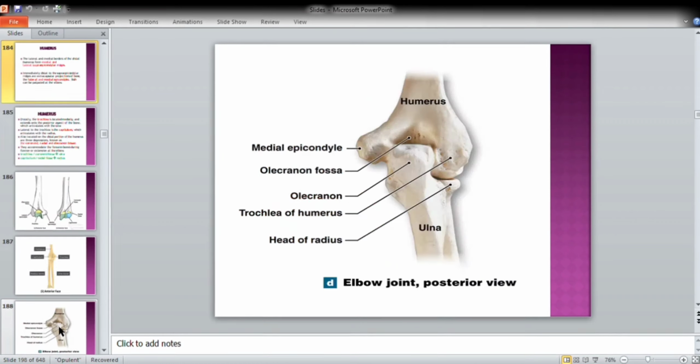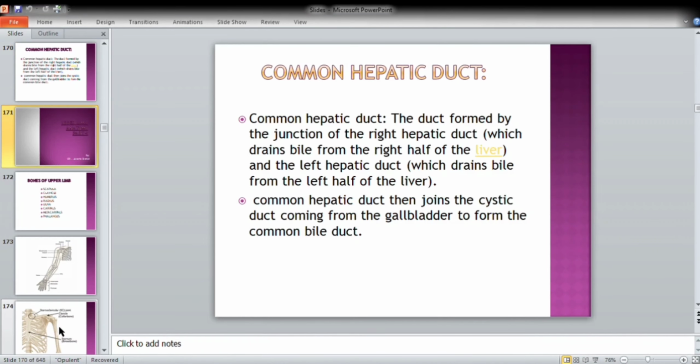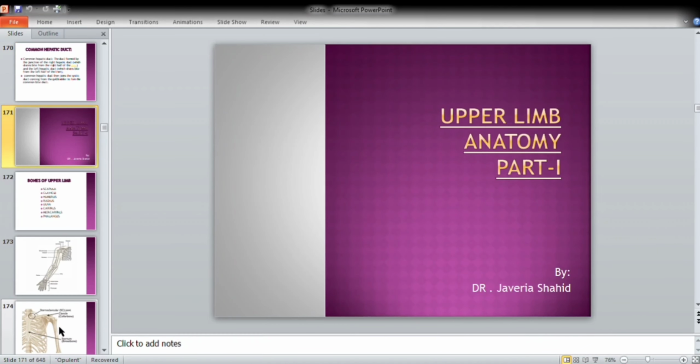So that was all about the bones of the upper limb. I hope all of you understand the upper limb anatomy. In case there is any confusion, you can refer to the 3D anatomy apps, which are available on the Google Play Store. They will help you to understand more about the bones, and you will have a clear insight into the structures and where they are located.